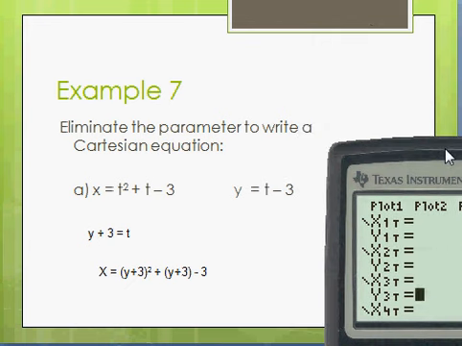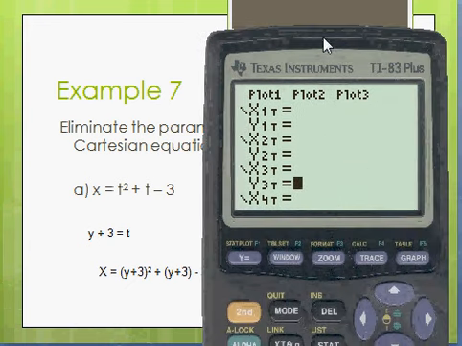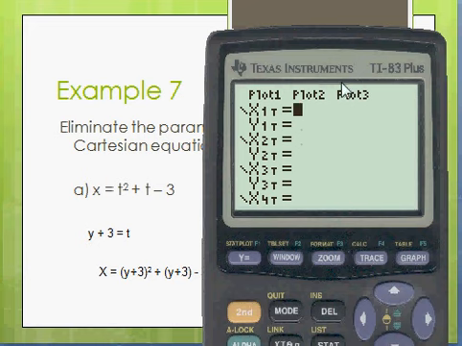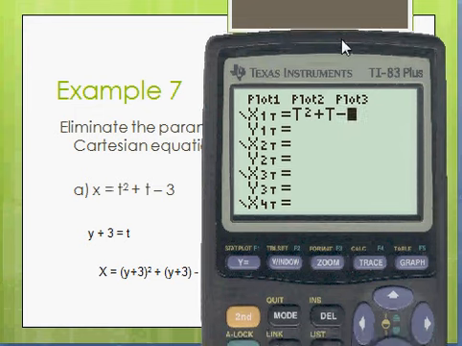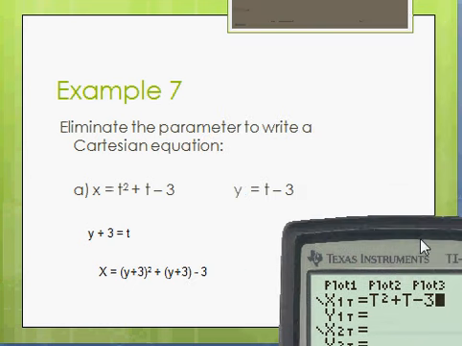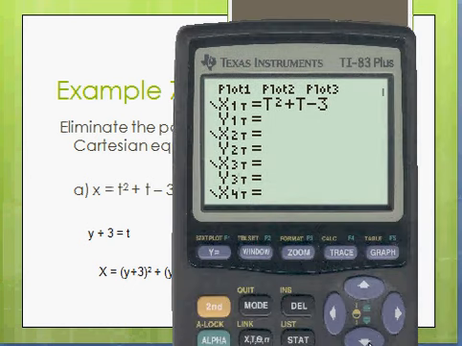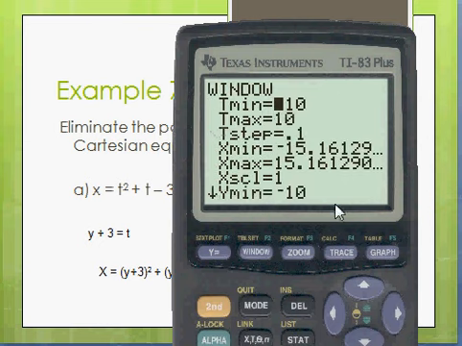And I have the work and the answer of converting it into a Cartesian equation. I'll go through that in a second, but let's go up here. So x equals t squared plus t minus 3, and y is just t minus 3. And again, I have t's running from negative 10 to 10. There's no trig involved, so I think it's a good idea to go from negative 10 to 10, get some positive and negative values, and have the step size being 0.1.